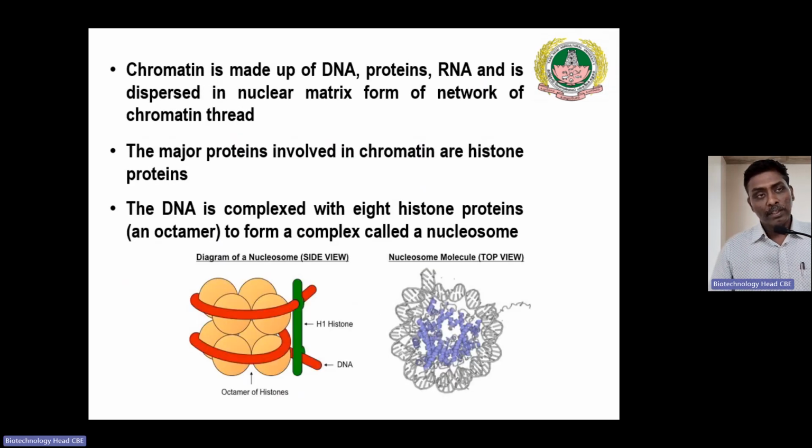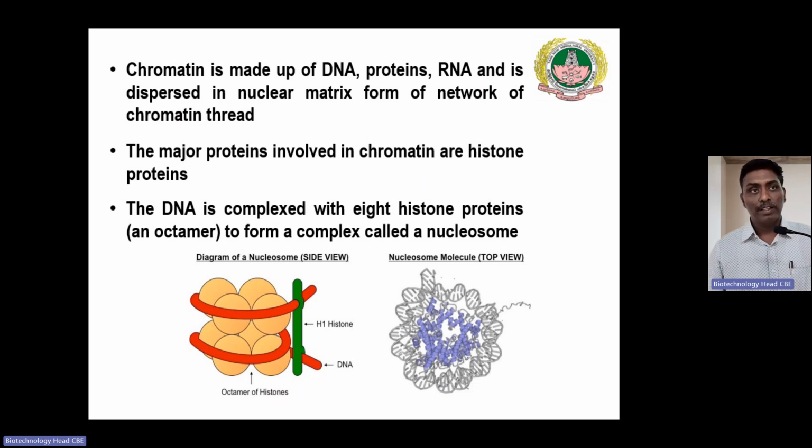Then the chromatin is made up of DNA, protein, and RNA, and is dispersed in a nuclear matrix to form a network of chromatin threads. This is how the DNA transits to form a chromosome. The major proteins involved in the chromatin are histone proteins. The DNA is complexed with 8 histone proteins, forming an octamer. This forms a complex called the nucleosome.